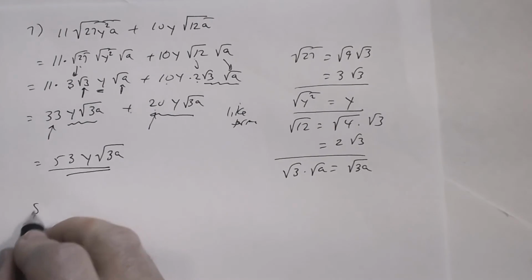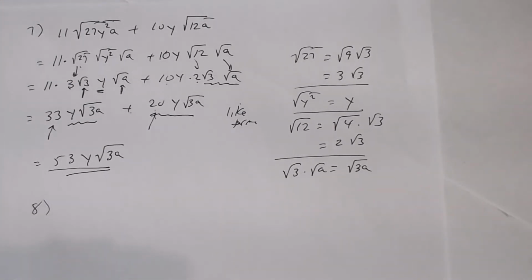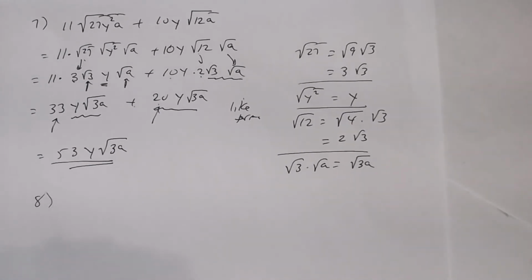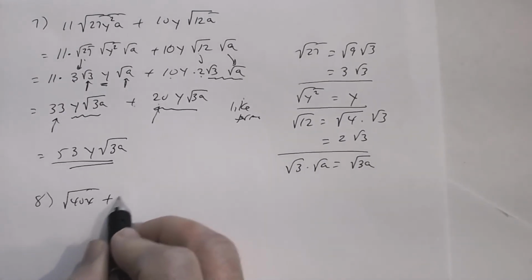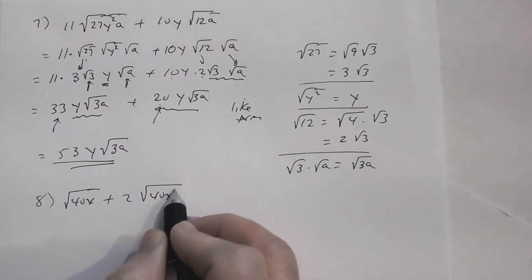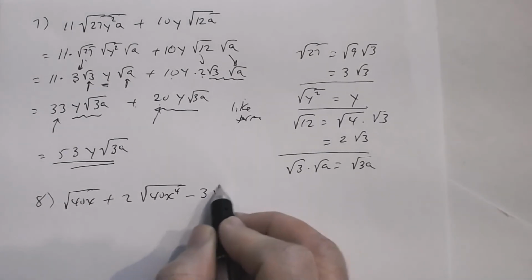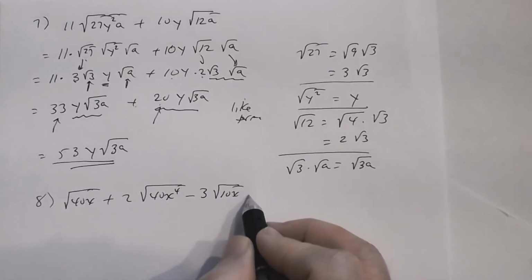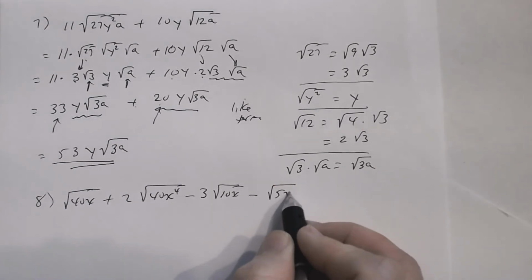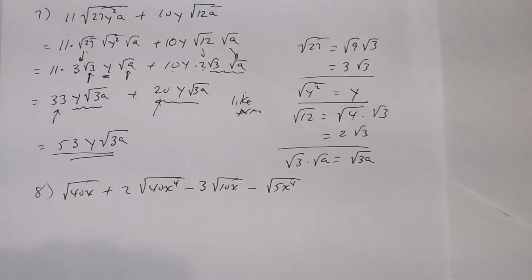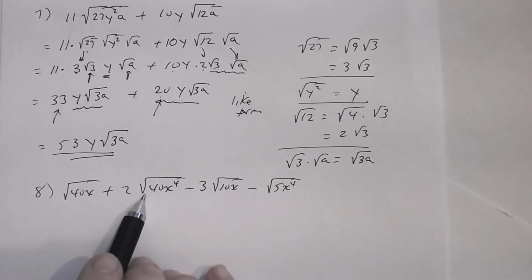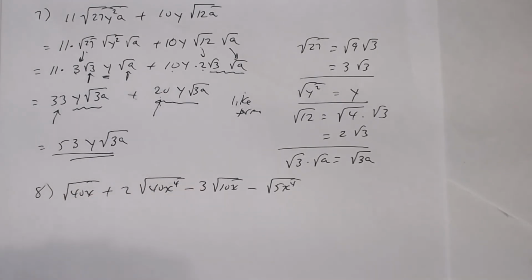Okay. Number 8. So you should be getting a little bit better at this. The more problems we look at, the easier it becomes. So let's look at number 8. Suppose we had the square root of 40x plus 2 square root of 40x to the 4th minus 3 square root of 10x minus the square root of 5x to the fourth. All right, so I have those four terms. Now remember you want to try and simplify those four terms to see if any can be like terms, okay? So I can simplify the square root of 40.